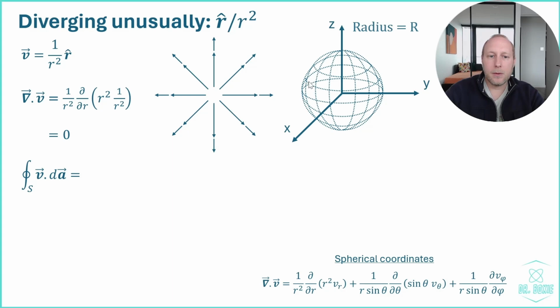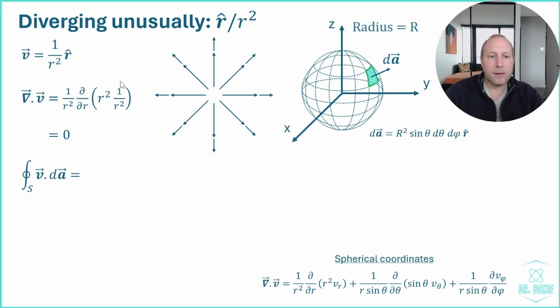So to do that, we need to have an expression for dA, and remember that dA is a tiny element of the outer surface of the sphere, and it points outward because it's a closed surface. And the expression for dA is r squared sine theta d theta d phi, and it points in the r hat direction, so away from the origin. If we plug this into the expression, we have v dot dA.